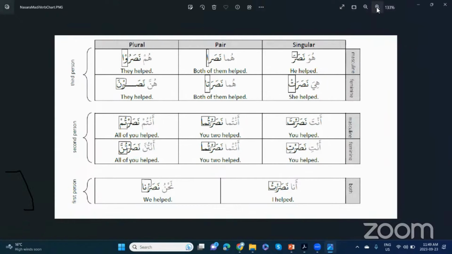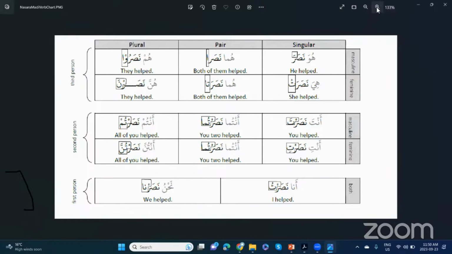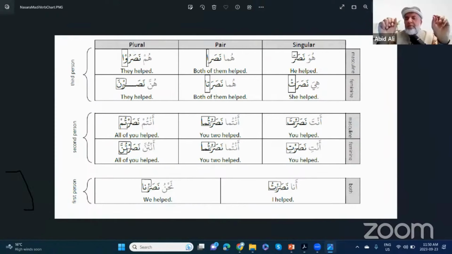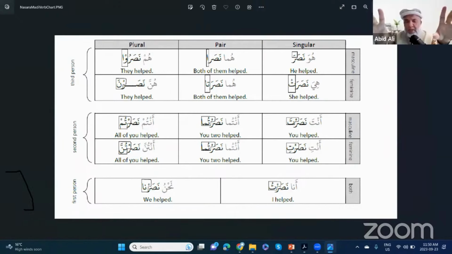Agree? So you might ask me, Brother Abid, why can't I write huwa nasara? Technically, you can. Why do I have to guess there is a huwa in the nasara? Why don't I clearly write huwa nasara? It's redundant. But if you think about it, is huwa a noun? Is huwa a pronoun, right? A pronoun is a noun, yes? Earlier, why did I bother to tell you about jumla ismiya?